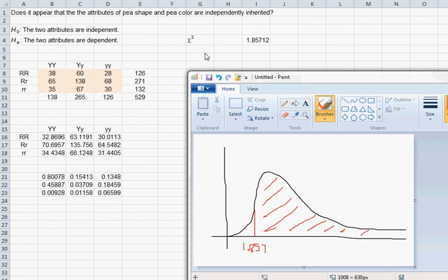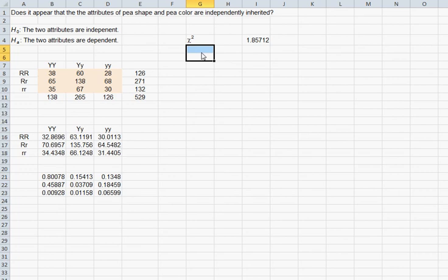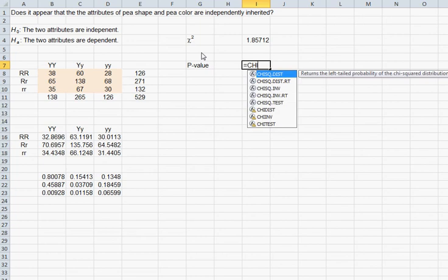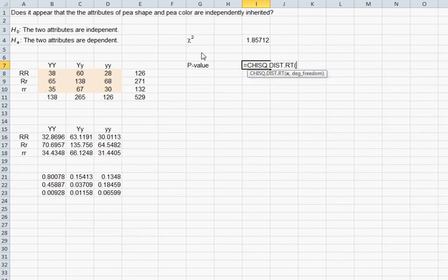To find the area to the right, the p-value, I use the command chi-squared dist RT. So that's the area to the right under a chi-square distribution, starting at this point with 4 degrees of freedom. And that works out to be about 0.76202. That number is larger than my alpha. Alpha is not prescribed in the problem, so our default value is 5%. And so my conclusion will be to retain the null hypothesis. So that's one way to go about the problem.